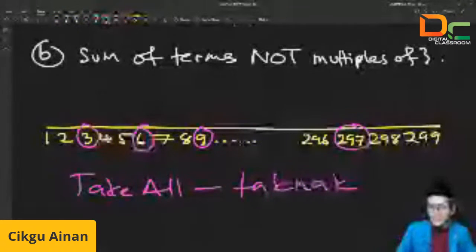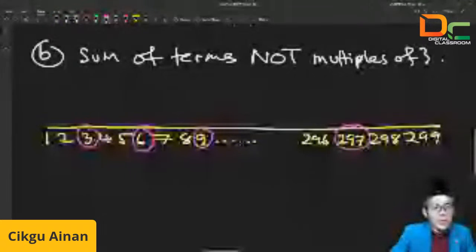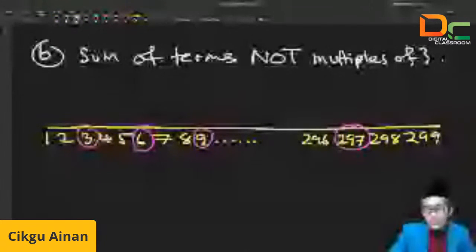Minus the ones we don't want. Easy. Okay, now how to take all? How to take all? Easy. What is all? What does it mean by all? All means the numbers from 1 until 299.